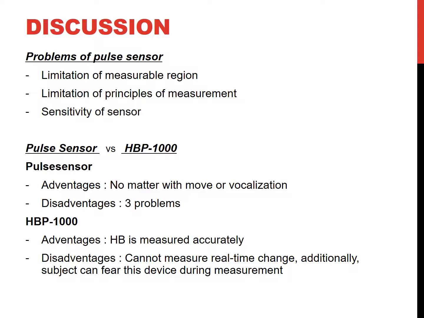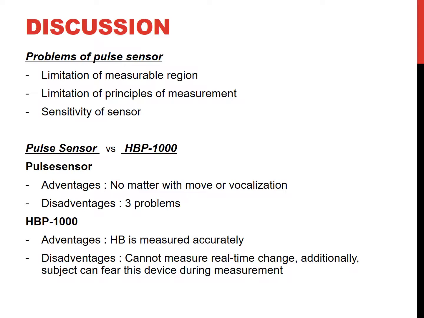And second, limitation of principles of measurement. As I said, this device uses infrared ray, which can be reflected according to the hardness of the material. So if the subject sweats in the measuring region, the measurement will be disrupted. Finally, third, sensitivity of the sensor. I'm not sure about this statement, but I found that the pulse sensor cannot properly measure heartbeat in a high heartbeat situation.